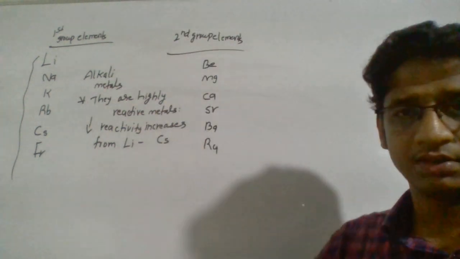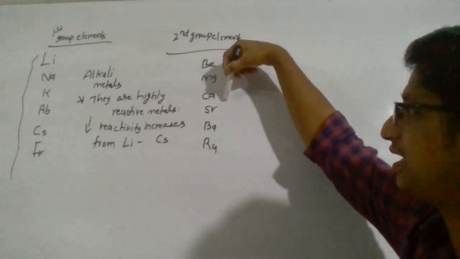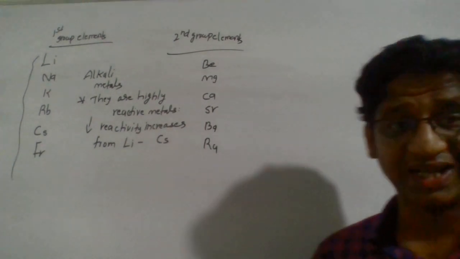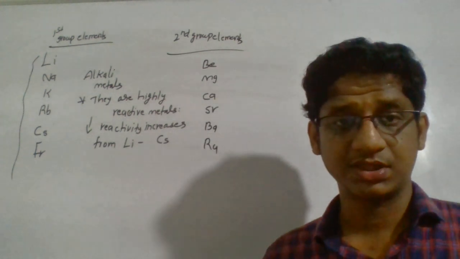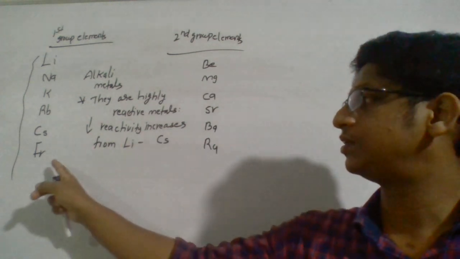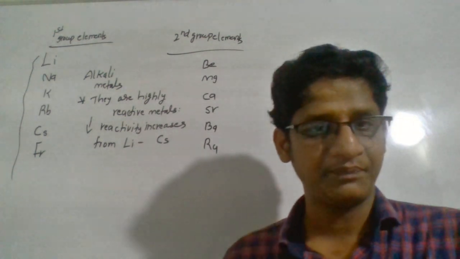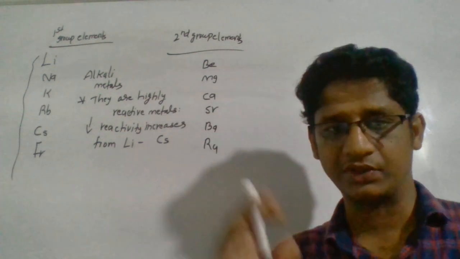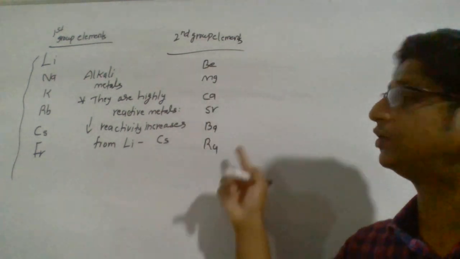Now look here. The first element is beryllium, then magnesium, calcium, strontium, barium and radium. These we call second group elements. Both first and second group elements are s block elements, because the s orbital can hold a maximum of 2 electrons, which means only two groups can be included in the s block. That is something you will naturally understand if you write the electronic configuration. Next we will write that.